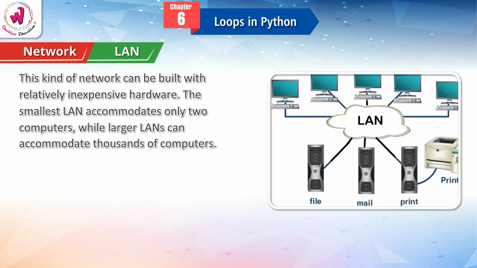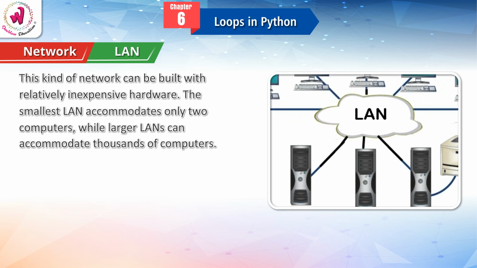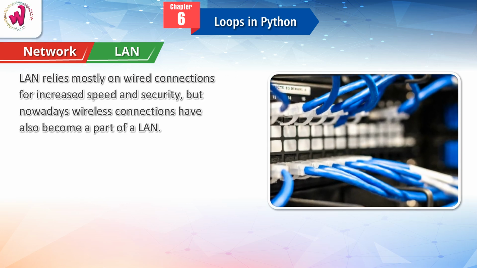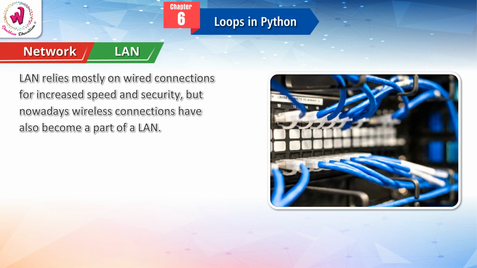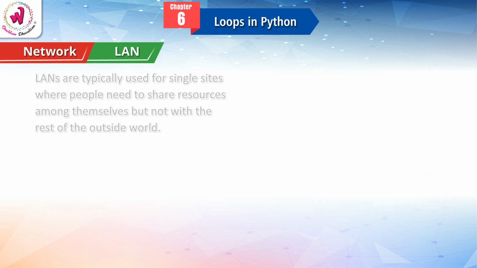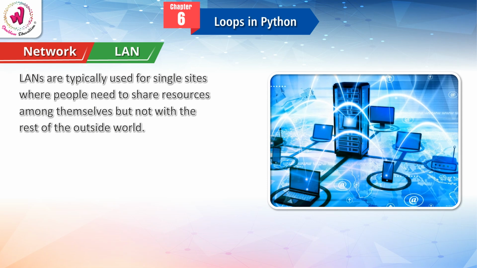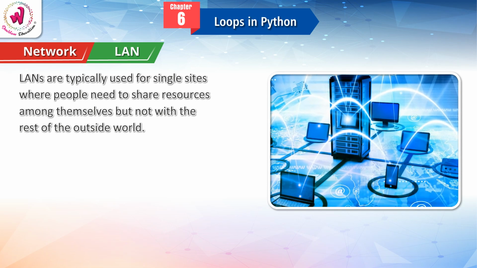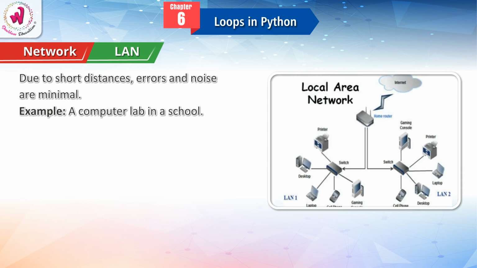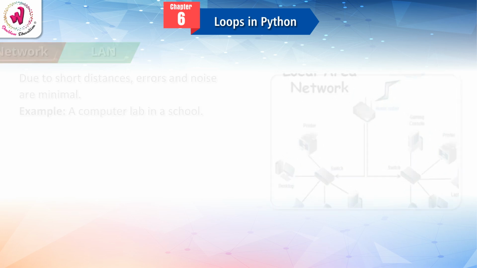The smallest LAN accommodates only 2 computers, while larger LANs can accommodate thousands of computers. LAN relies mostly on wired connections for increased speed and security, but nowadays, wireless connections have also become a part of LAN. LANs are typically used for single sites where people need to share resources among themselves, but not with the rest of the outside world. Due to short distances, errors and noise are minimal. Example, a computer lab in a school.